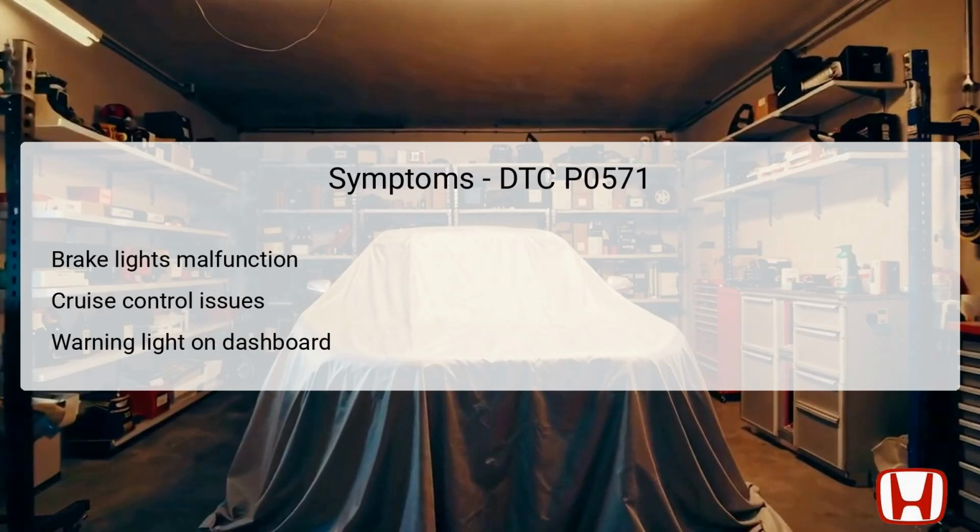Additionally, there may be noticeable issues with the cruise control system, which can either become inoperative or behave erratically due to the malfunction in the brake system signaling. Drivers may also become aware of warning lights appearing on the dashboard, indicating potential system failures or malfunctions. Recognizing these symptoms early can prompt timely intervention and repair, ensuring the vehicle remains safe and operable.